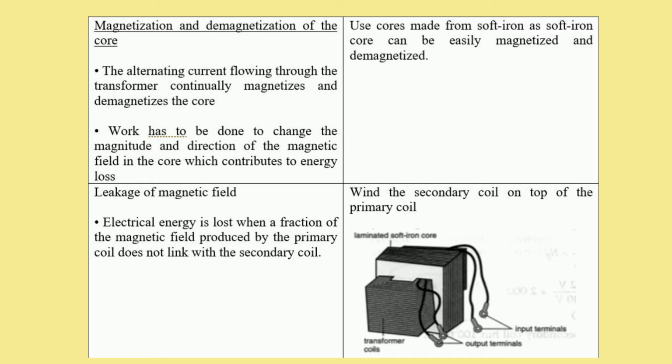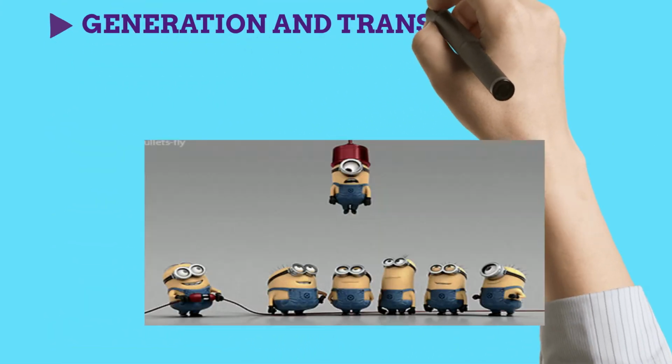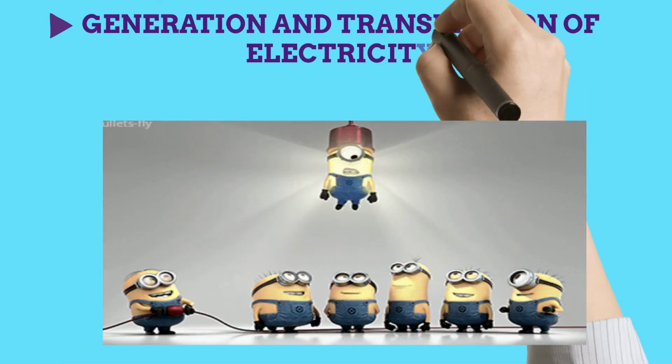For the leakage of magnetic field, we can reduce the distance between the primary and secondary coils by winding the secondary coil on top of the primary coil. Moving on to the last part of this chapter is generation and transmission of electricity.